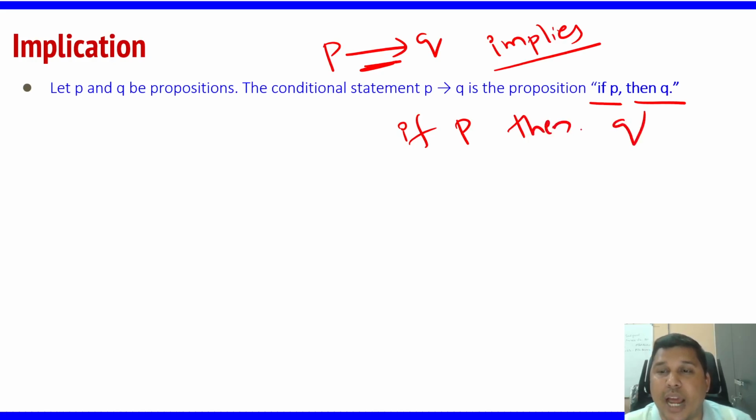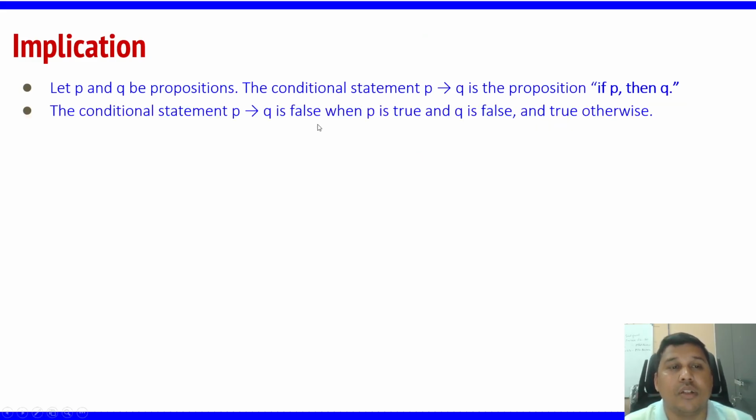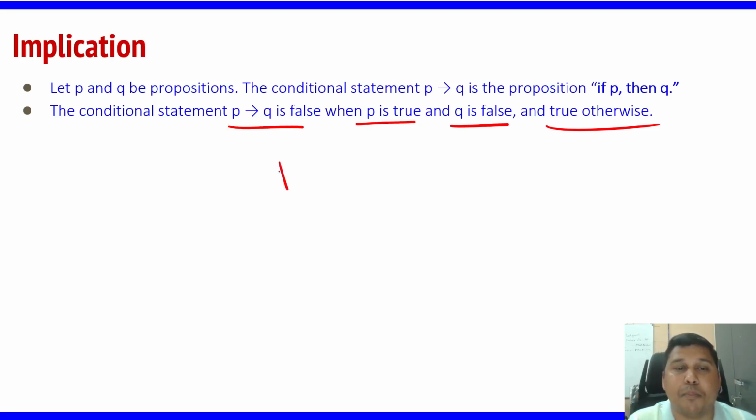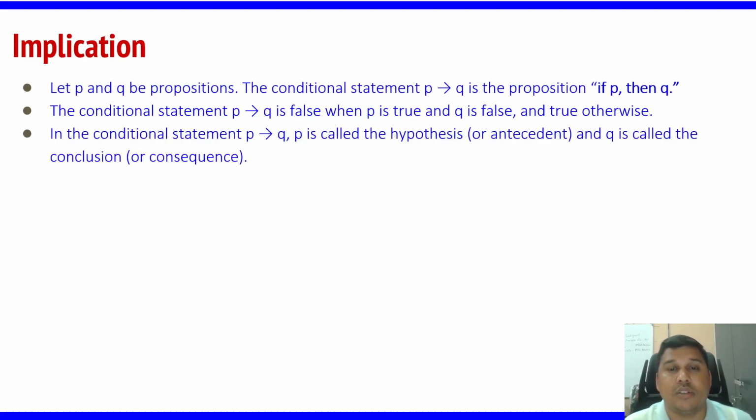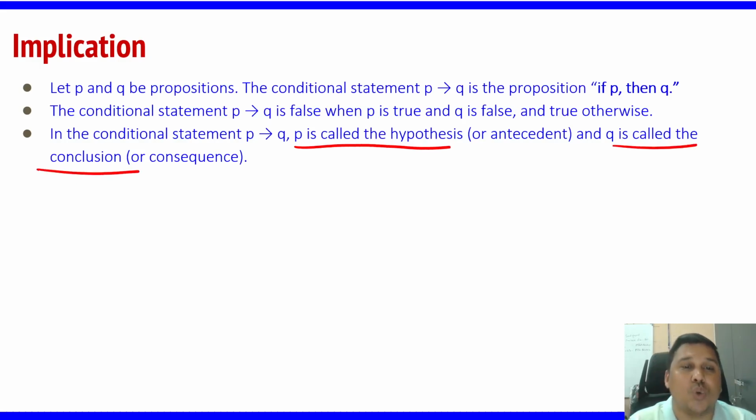So Q can happen only if P, right? P implies Q is false when P is true and Q is false. In all the other cases, it is true. Only when P is true and Q is false, the final result will be false. In all other cases, it will be true. In the conditional statement P implies Q, P is called the hypothesis and Q is called the conclusion.